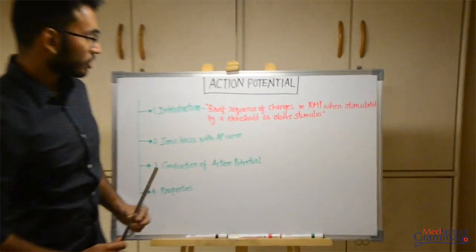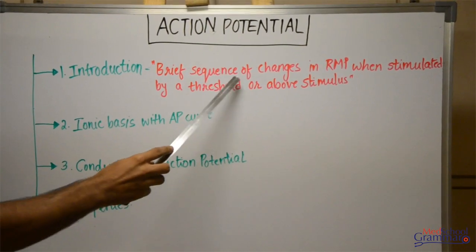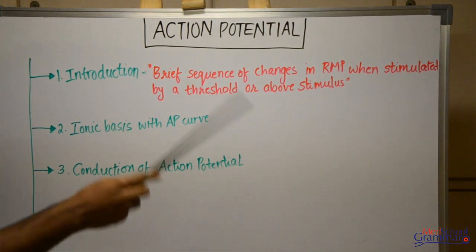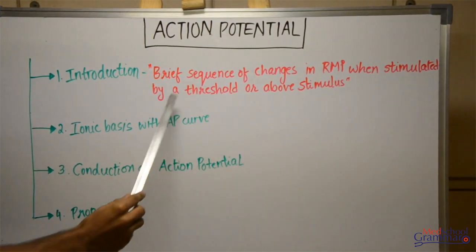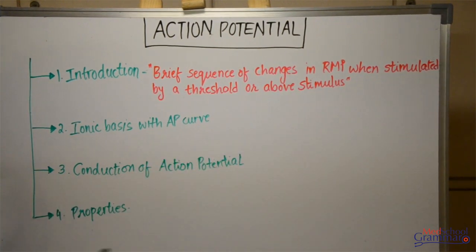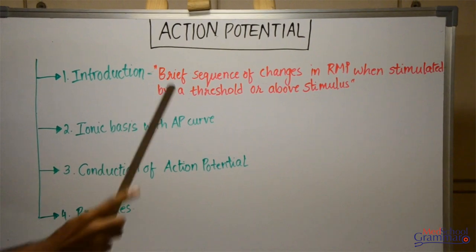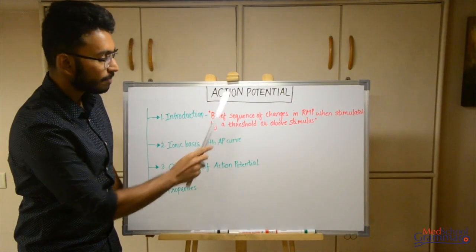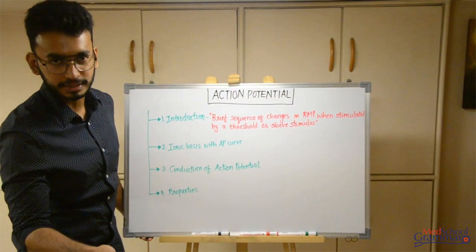So starting with introduction, action potential can be described as a brief sequence of changes in the RMP. RMP is resting membrane potential. So brief sequence of changes in the resting membrane potential when stimulated by a threshold or above stimulus. Now let's analyze this description. Brief is used because action potential is present or persists for a few milliseconds.